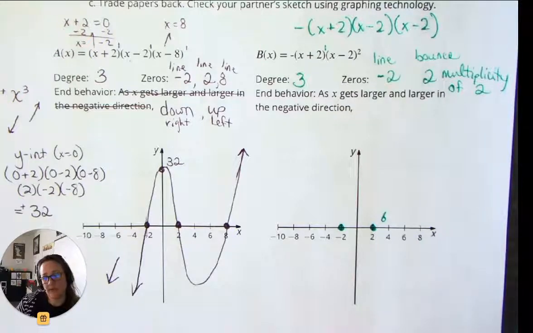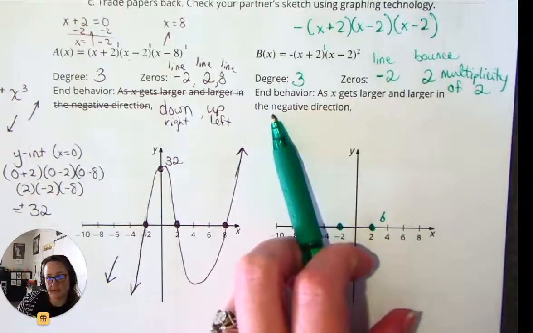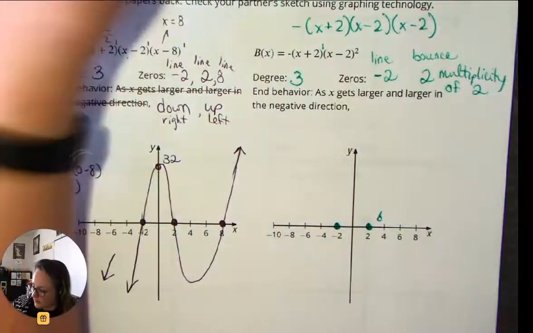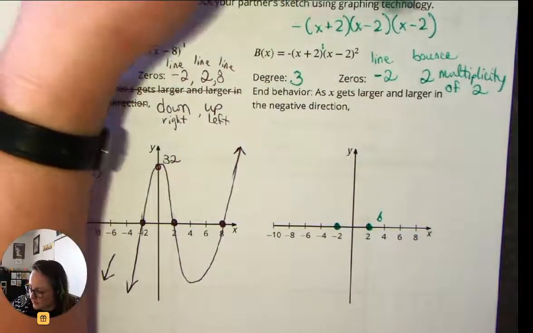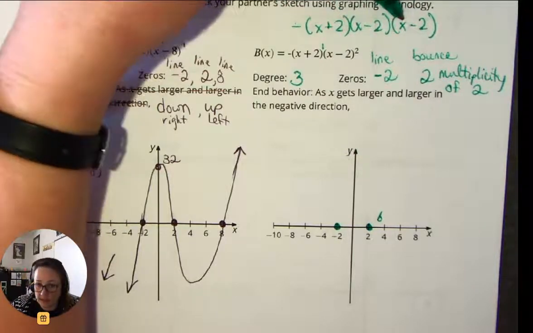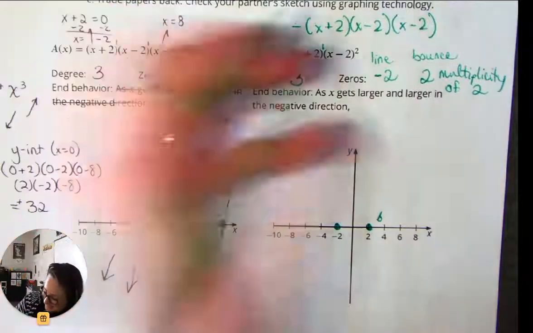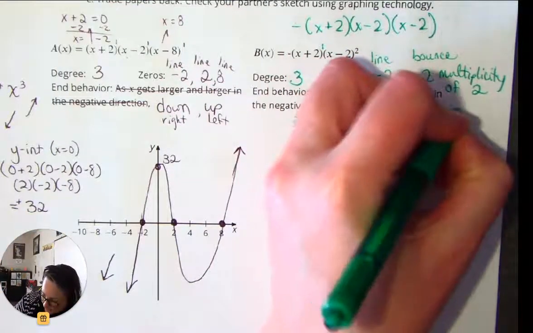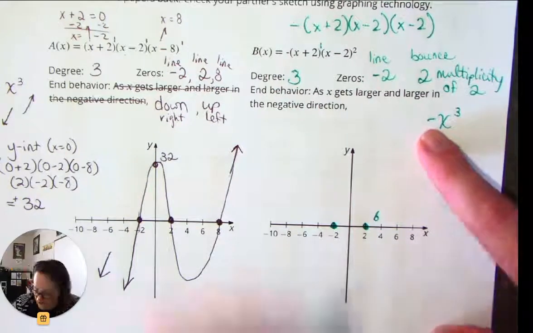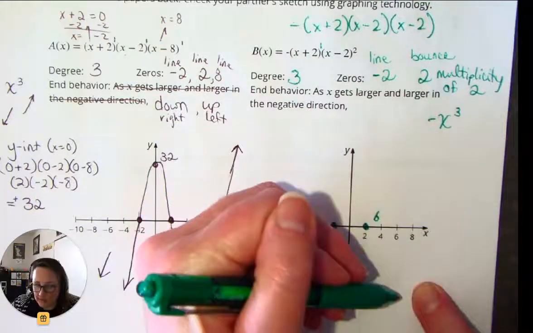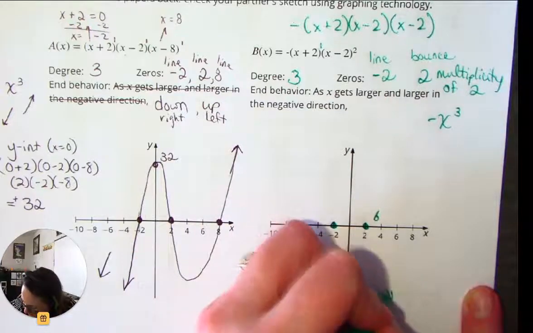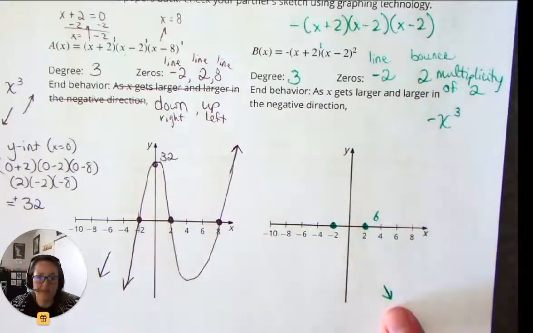What's going to help me figure that part out is my end behavior. It's going to be helpful for that. If I multiplied all of this stuff out, I would have a negative x times x times x, a negative x to the third. That negative leading coefficient tells me where my graph is going on the right side. Remember, the leading coefficient tells me where my graph goes at the end.